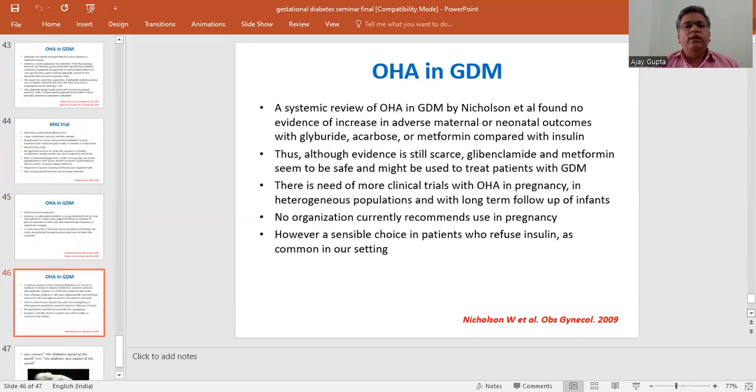So regarding OHA and GDM, a systematic review of OHA in GDM has found no evidence of increased adverse maternal or neonatal outcome with the use of glyburide, acarbose, or metformin compared with insulin. Thus, although the evidence is still limited, glibenclamide and metformin seem to be safe and might be used to treat patients with GDM. However, it is a sensible choice for patients who refuse insulin; in that case, only OHA should be used. Otherwise, OHA should not be used. No organization currently recommends that any of the OHA should be used during pregnancy.